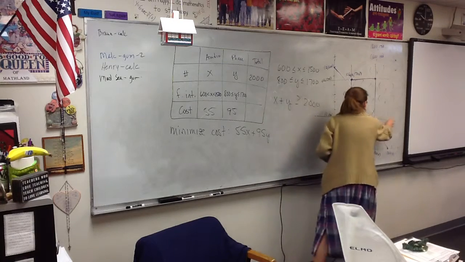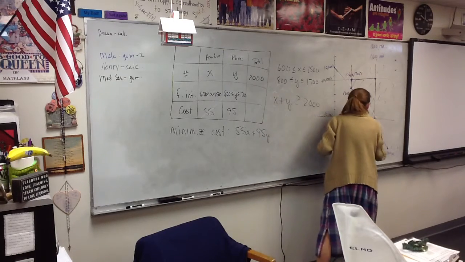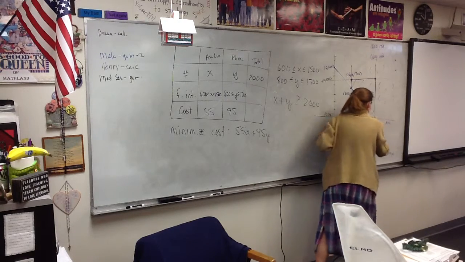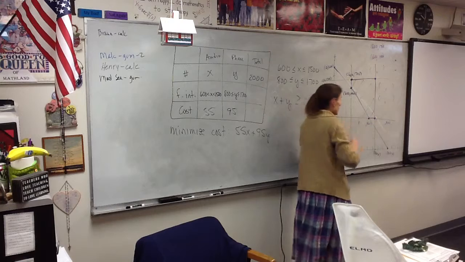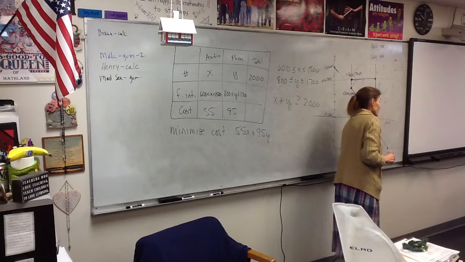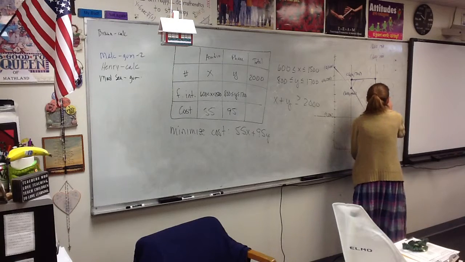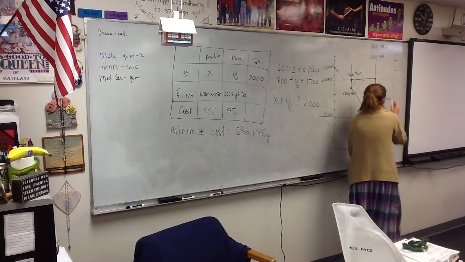Let's look at these 2 points. We know their y is 800, right? What is the x for this vertical one here? The x is 1500. So one of our points is 1500, 800.